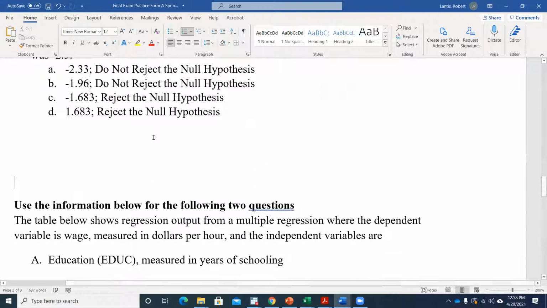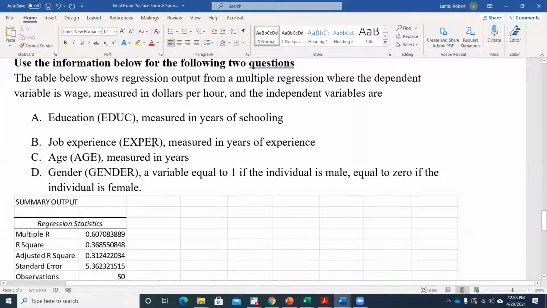All right, so I'm going to go down here now. We're going to do a little bit of linear regression stuff. Quite often I use examples similar to what we did in class, but I think this one's a little different. In the table below, I've got a regression where the dependent variable is wage, measured in dollars per hour. I include four independent variables: education measured in years, experience measured in years, age measured in years, and gender, which is 1 if they're male and 0 if they're female.